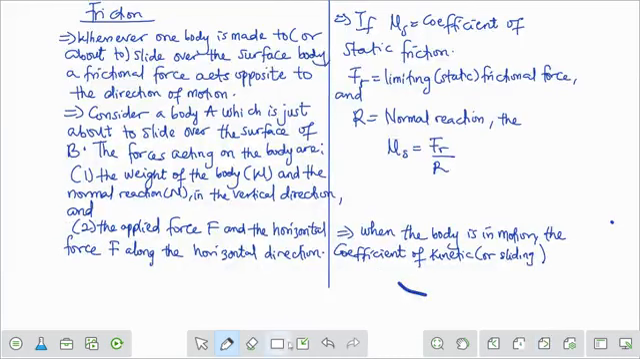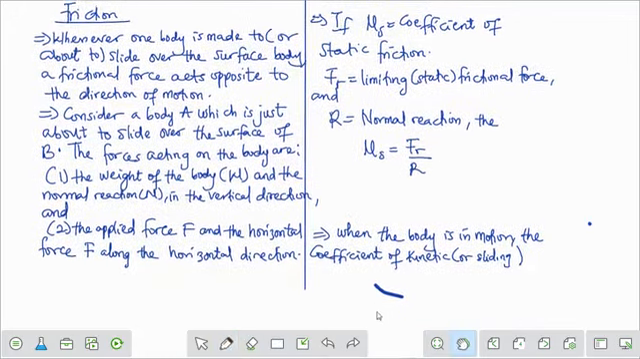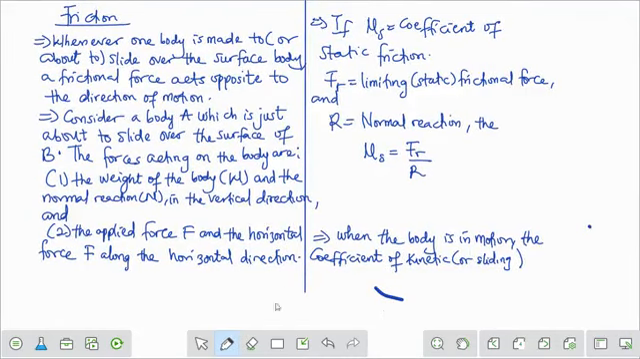Let's move to friction. I don't want to take your time. Now, what do we know about friction? I've already made a video on friction, but I still want to redo it, though I'm not going to go really deep because we did that before. Whenever one body is made to, or is about to, slide over the surface of another body, a frictional force acts opposite to the direction of motion.